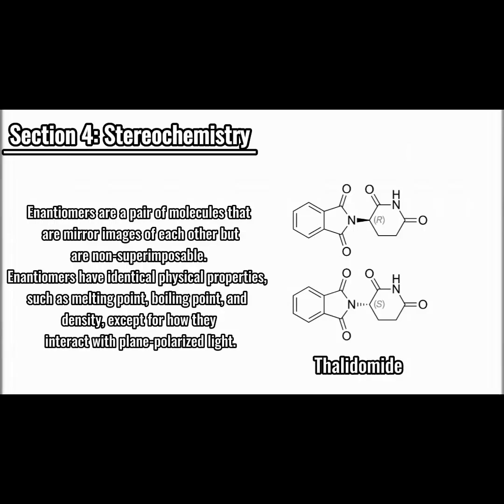Enantiomers are a pair of molecules that are mirror images of each other, but are non-superimposable. Enantiomers have identical physical properties such as melting point, boiling point, and density, except for how they interact with plane polarized light. A real-life example is thalidomide, which had 2 enantiomers, one of which was effective against morning sickness, while the other caused birth defects.